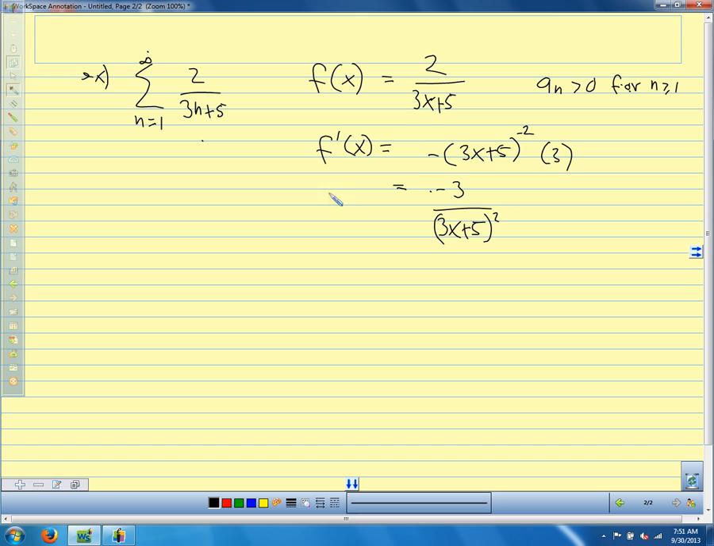Is this negative for x greater than or equal to 1? Yes. So this is less than 0 for x greater than or equal to 1. So that ensures us that this function is decreasing. So if it's not clear, if you can't make some kind of direct argument that each term is getting smaller and smaller, you're not 100% sure, take the derivative. We need the derivative to be negative.